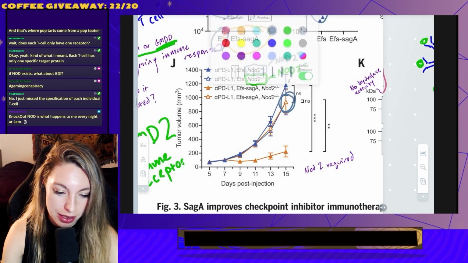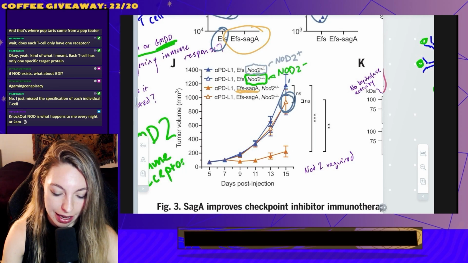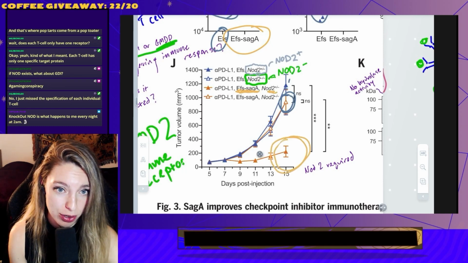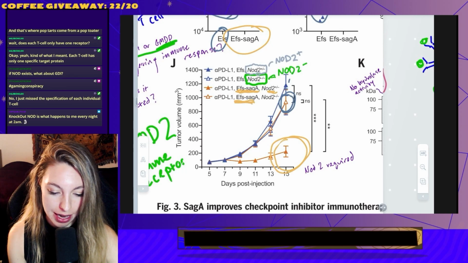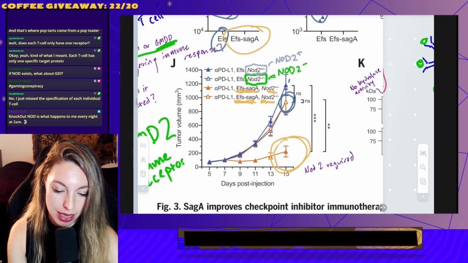Then what they do is they take anti-PD-L1, and then they take the shitty bacteria plus SagA, and they do it in a mouse that expresses NOD2. So this one here, this is NOD2 positive, and we see what we saw before. We see that the tumors are really well controlled. But then they do the same thing with the special SagA expressing bacteria, but they do it in mice that don't have the NOD2 receptor.